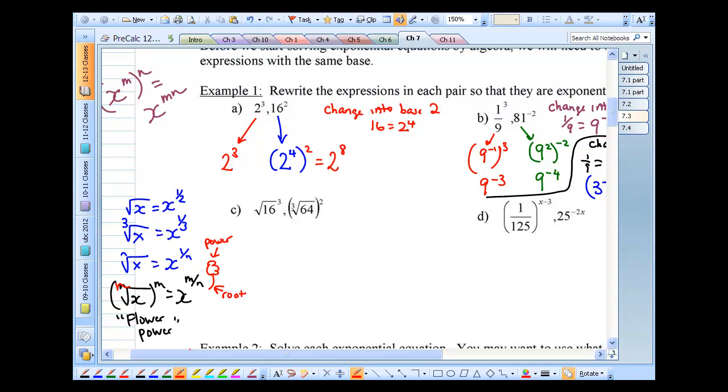Okay, so 16, 64, I think both of them can be written as base of 4. So 16, well, I guess 16 is 4 squared. Well, you know what? This one's actually even easier if I just simplify the root part first. That's just 4, so that's 4 cubed. And then the cube root of 64 is 4, that's 4 squared. Well, that was easy. Now, if you didn't want to do that, we could also change it into base 2. So I'll say or change into base 2.